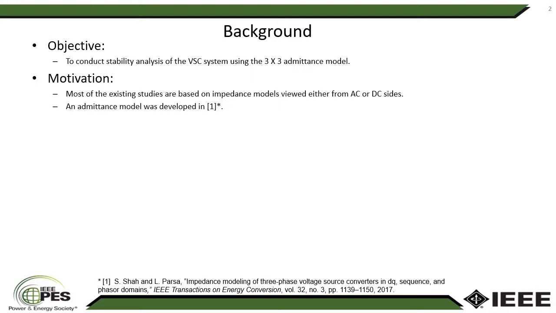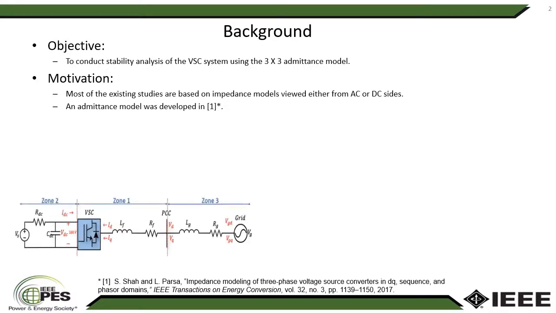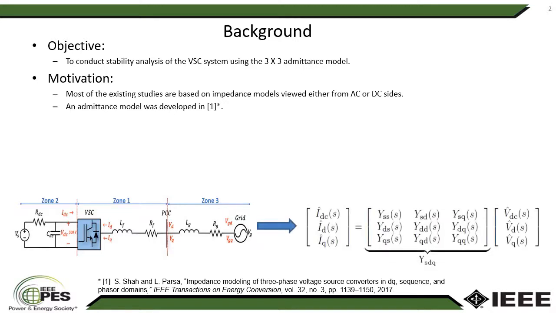For example, the system that our study was conducted on is shown at the bottom here. It's divided into three zones for the purpose of explanation. The 3x3 admittance matrix model to its right represents only zone 1, and it's independent from zone 2 and zone 3, which are the DC side and the AC side networks respectively.